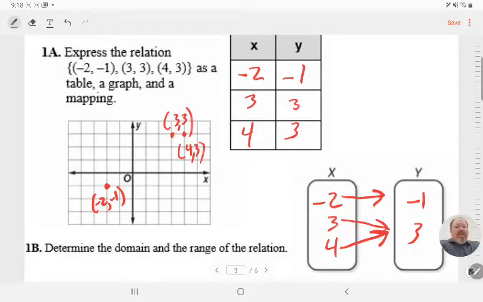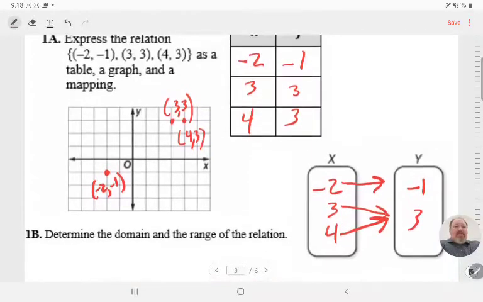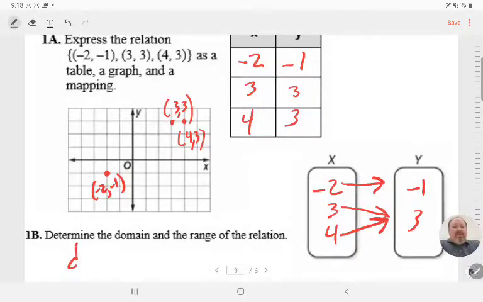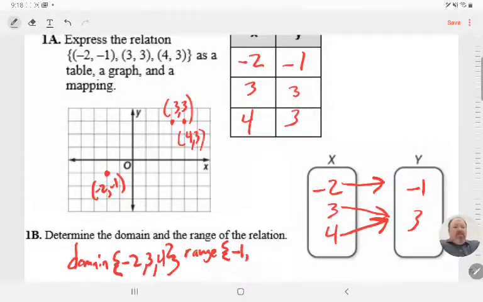Okay? Now I would determine the domain and range. So the domain would be -2, 3, 4. And the range would be -1, 3. Okay? And that's how you'd answer that problem.